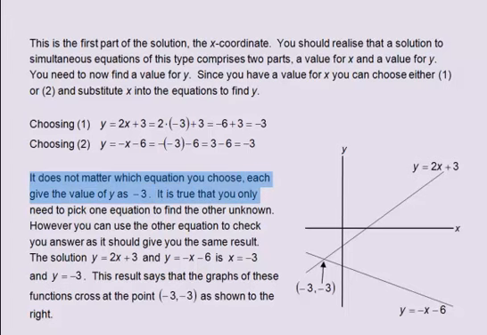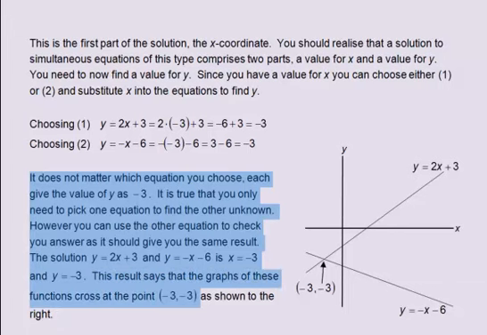It is true that you only need to pick one equation to find the other unknown. However, you can use the other equation to check your answer, as it should give you the same result. The solution to y equals 2x plus 3 and y equals minus x minus 6 is x equals minus 3 and y equals minus 3.